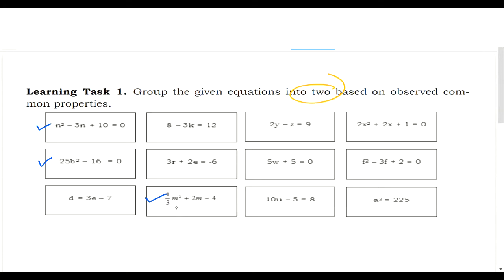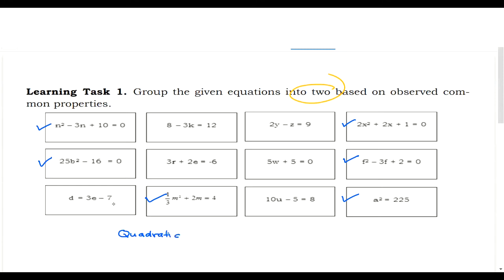Meron pa ba? Yeah, ito pa. We have 2x squared plus 2x plus 1 here. And of course, itong dalawa pang equations dito. So, they are all equations of second degree. And what do you call these equations of second degree? They are called quadratic equations.